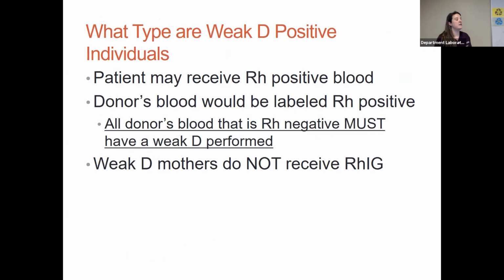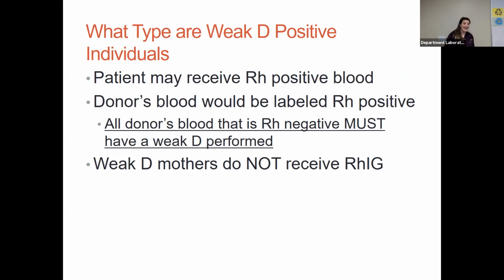So how do you type your patient if you determine that your patient is weak D positive? Remember, the weak D test begins at the addition of AHG in your testing. So if you get a positive reaction with AHG, that means your patient is weak D. They are still RH positive. So if you're doing patient testing, you type your patient as RH positive.